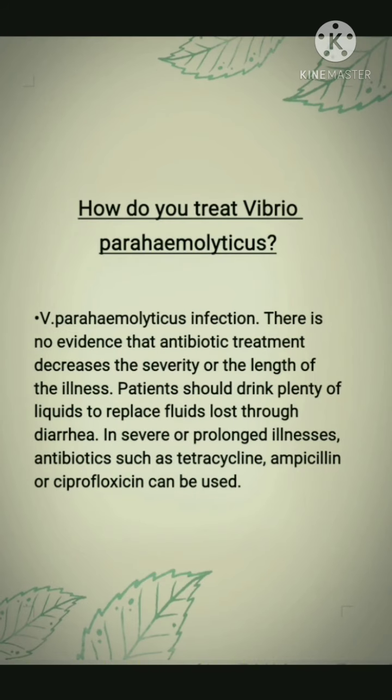How do you treat Vibrio parahaemolyticus? For Vibrio parahaemolyticus infection, there is no evidence that antibiotic treatment decreases the severity or the length of the illness. Patients should drink plenty of liquids to replace fluids lost through diarrhea. In severe or prolonged illnesses, antibiotics such as tetracycline, ampicillin, or ciprofloxacin can be used.